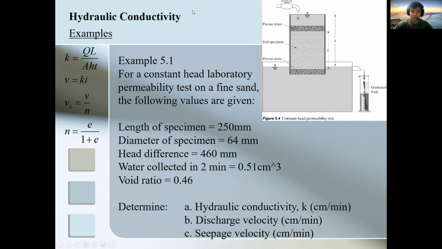Okay, so constant head test, and these are the data: length, diameter of specimen, head difference, water collected, and void ratio. Now we have to look for the hydraulic conductivity, K in cm per minute. Then discharge velocity, cm per minute, and seepage velocity, cm per minute. Again, our discharge velocity is v, and seepage velocity is v sub s. So again, constant head.